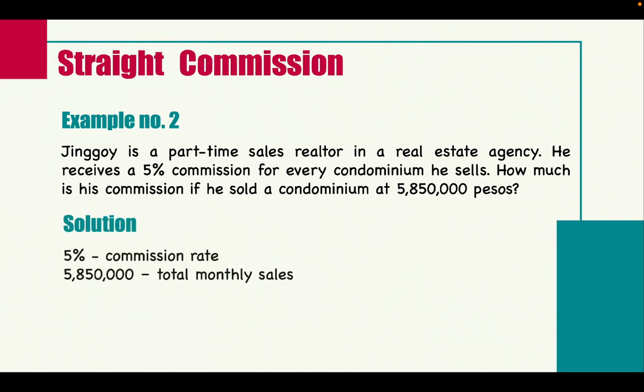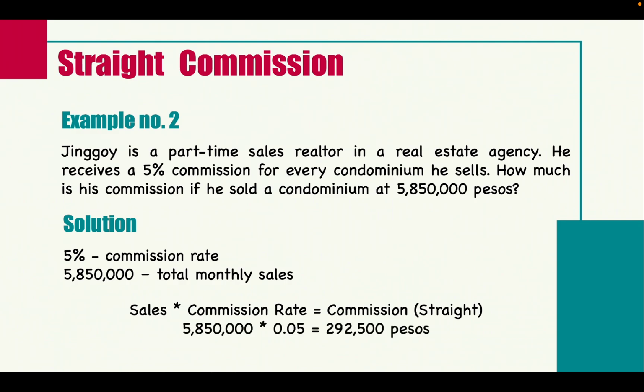So, ganun ulit. We have the commission rate, which is 5%, and we have the total sales, which is 5,850,000 pesos. So, ganun ulit, we just have to multiply the sales by the commission rate, and so we get 5,850,000 times 5% or 0.05, that is 292,500 pesos.